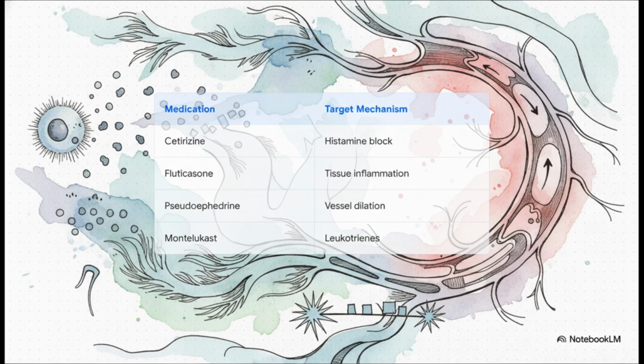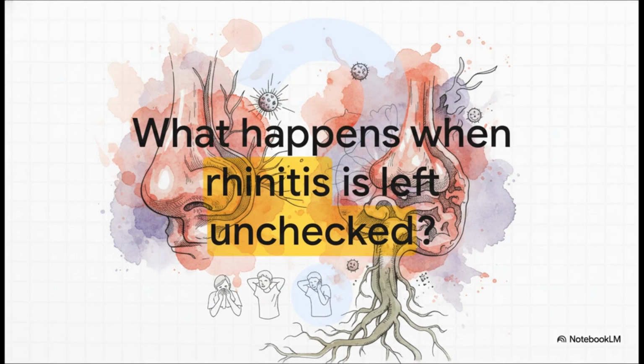Fluticasone, which is a topical corticosteroid, broadly calms down all that resulting tissue inflammation. Pseudoephedrine acts to forcefully reverse that leaky blood vessel dilation, which drastically cuts down the congestion. And montelukast works by specifically blocking leukotrienes, which, if you remember, is another key inflammatory mediator. Every single drug has a very specific microscopic target.